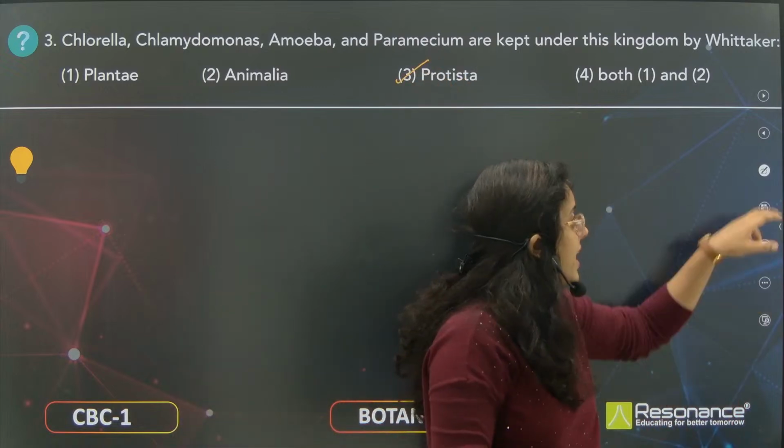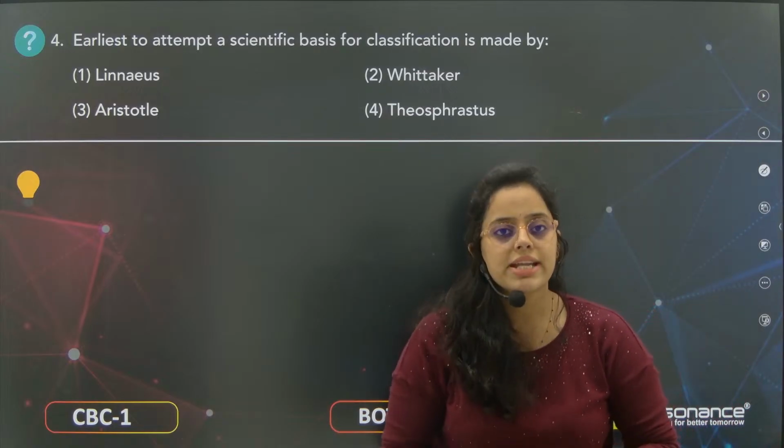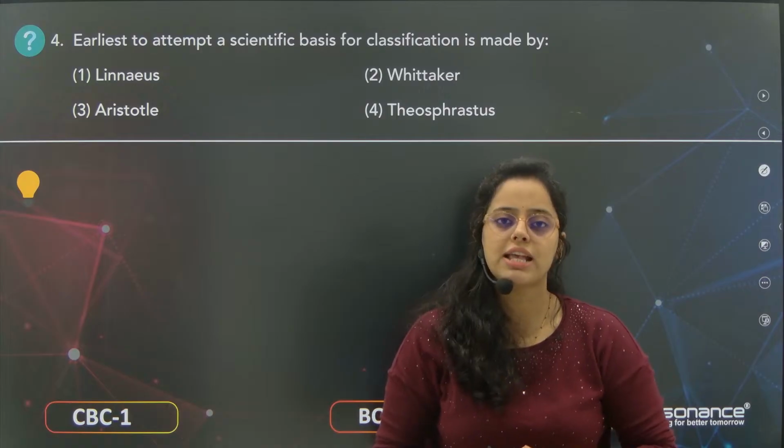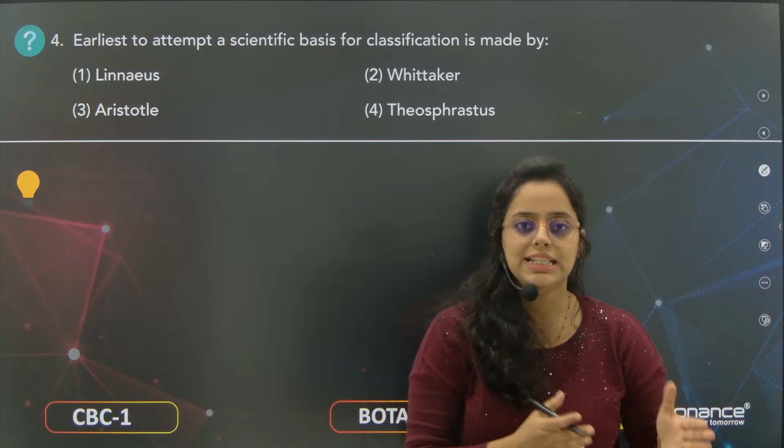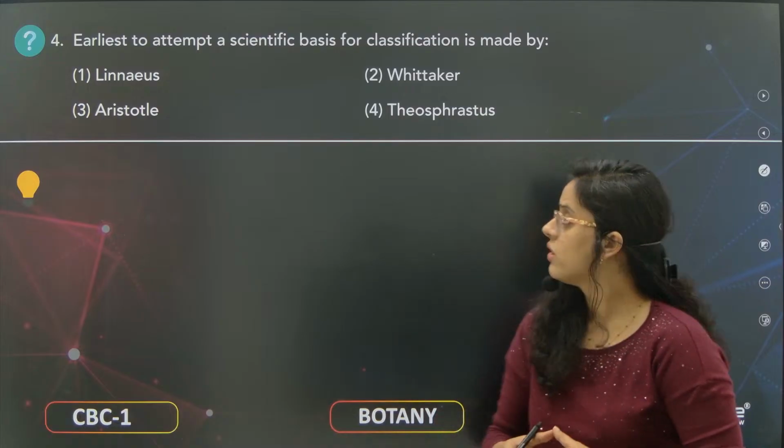Now coming to the next question, question number 4. Earliest to attempt a scientific basis of classification is made by Linnaeus, Whittaker, Aristotle and Theophrastus.